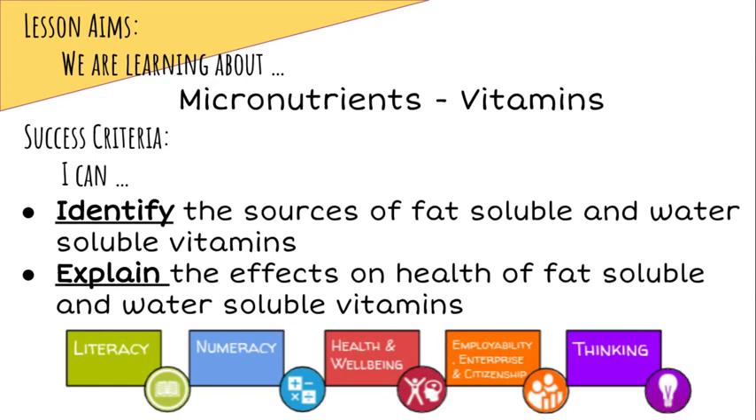Today we're learning about micronutrients, specifically vitamins. By the end of the lesson, you should be able to identify the food sources of both fat-soluble and water-soluble vitamins, and you should be able to explain the effects on health of having fat-soluble and water-soluble vitamins in the diet. To be able to explain effectively, you should give a detailed function of the vitamin and the consequence of having or not having the vitamin in the diet.